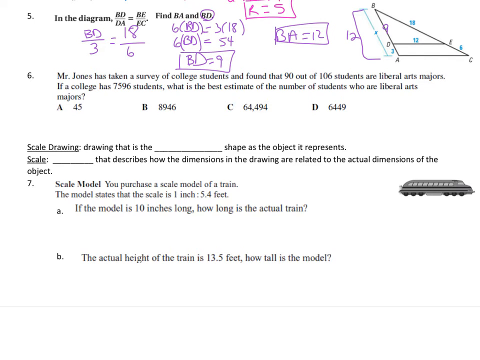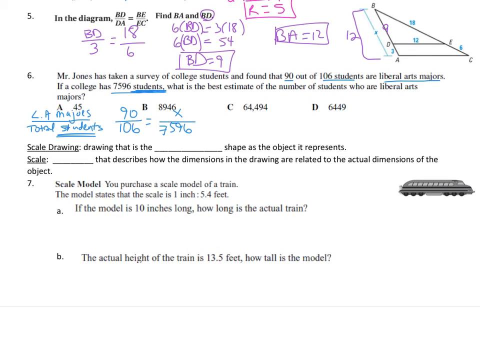So he is comparing liberal arts majors, so that's our 90, out of the total number of students. So we first need to set up our ratio, and that would be the liberal arts majors out of your total students. So when we set up our 90 out of 106, that's one of our fractions. When he gives us that the college has 7,596 students, that's the total students. That goes on the denominator. And then we are trying to solve for the top of that fraction.